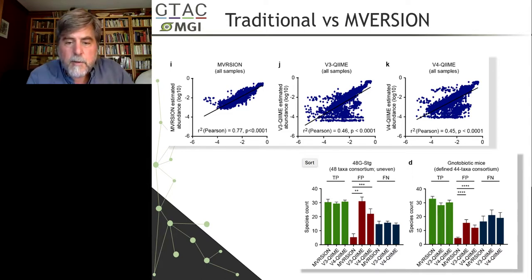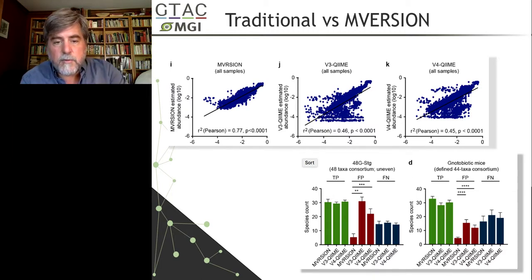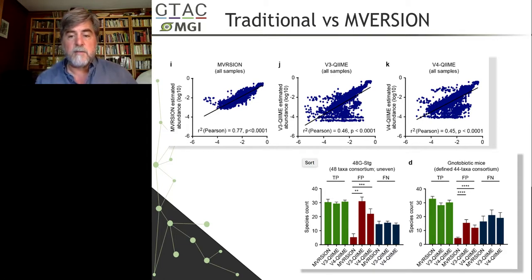In the bar graphs below, what you see is each triplet of bars: the left one is MVersion, the middle one is QIIME, and the right one is QIIME. What we're comparing is the first 3 bars are true positives, the next 3 bars are false positives, and the next 3 bars are false negatives. So the false negatives show us what I already told you, that when you open QIIME up all the way, QIIME tends to be about as sensitive as MVersion. It was able to detect almost the same number of species as MVersion did.